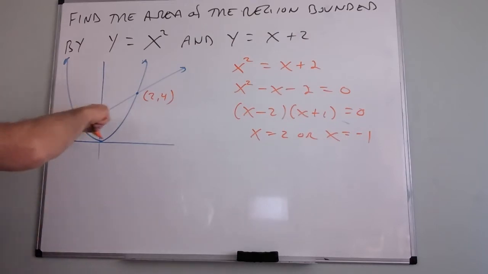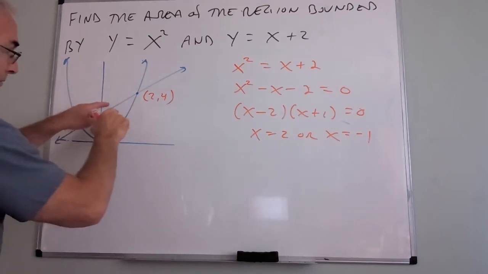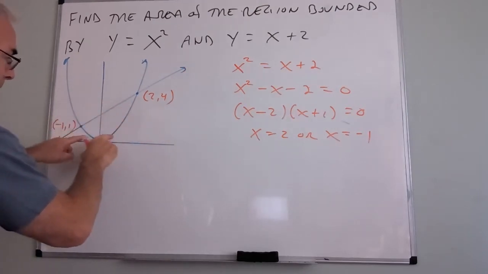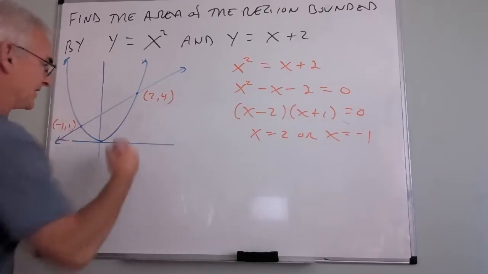Now, I could go horizontal, in which case I'd be going from line to parabola, but then down here, parabola to parabola. So vertical is probably easier.